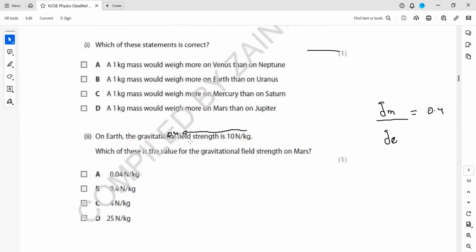So which is the value for the gravitational field strength on Mars? It will be 4 newton per kilogram, because they mentioned take gravity as 10. So if we take the gravity of the Earth as 10, the gravitational field strength on Mars divided by 10 is 0.4. 10 is multiplied there, so that will equal 4.